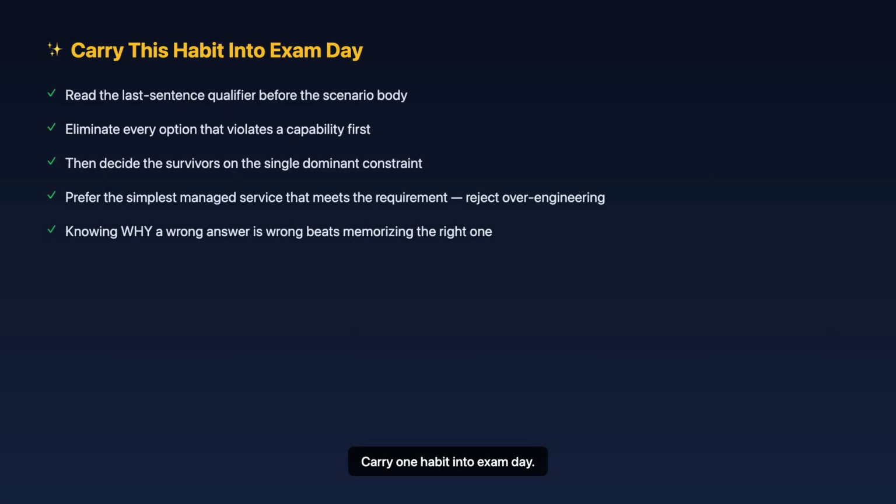Carry one habit into exam day. Read the last sentence qualifier before you read the scenario body. Eliminate every option that violates a hard capability first. That shrinks 4 choices to 2 almost instantly. Then decide the survivors on the single dominant constraint.